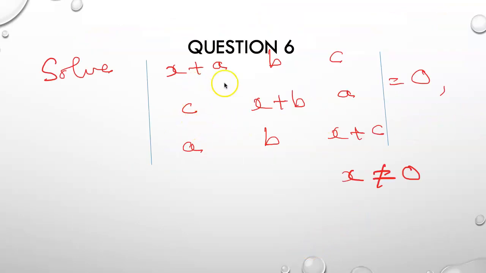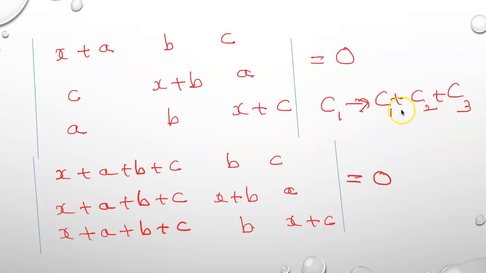Coming to question 6. Solve the determinant x plus a, b, c; a, x plus b, c; a, b, x plus c equal to 0 when x is not equal to 0. Now what do we mean by solve? By solving, we mean we need to find the value of x. So if I do c1 plus c2 plus c3, we get x plus a plus b plus c in the first column, and that is equal to 0. The second and third column remain unchanged.